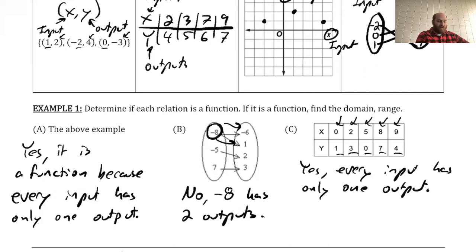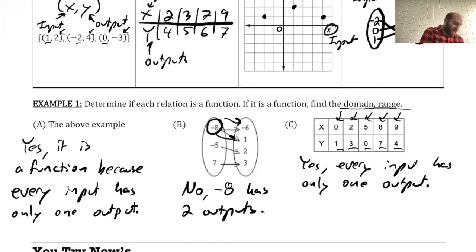Okay, so the next part of this said, find the domain and range. Remember when I said earlier, domain is the set of all the inputs, range is the set of all the outputs. There's a way of showing this. We're going to use what's called set notation here.